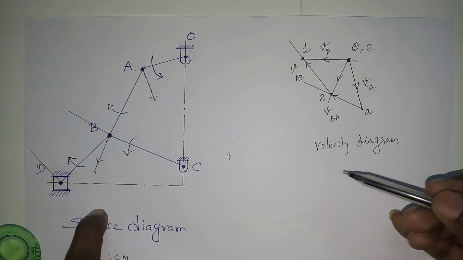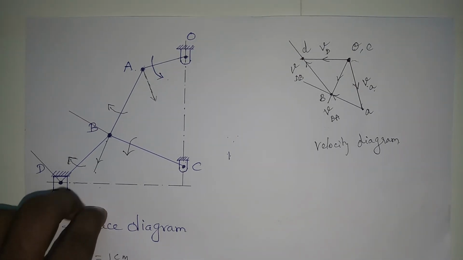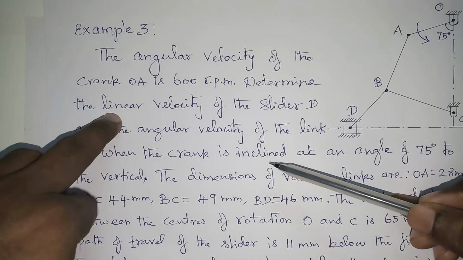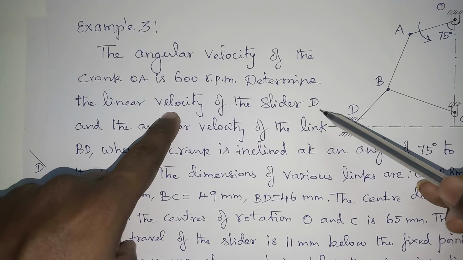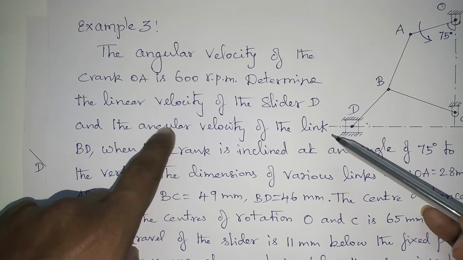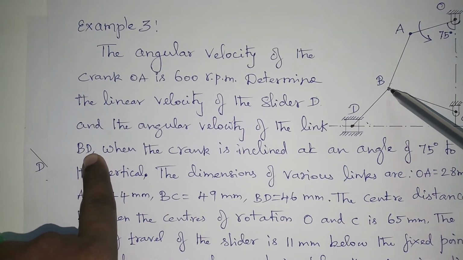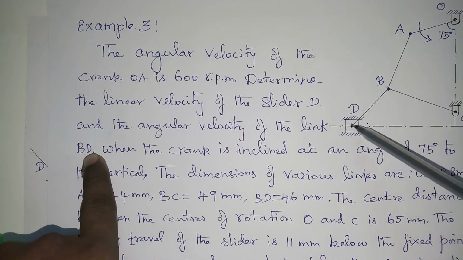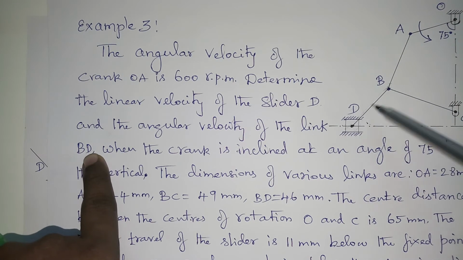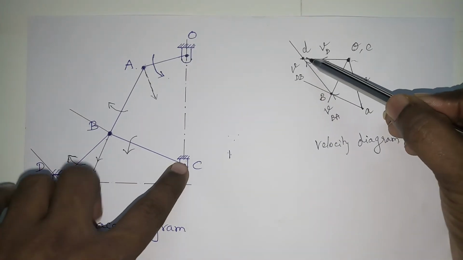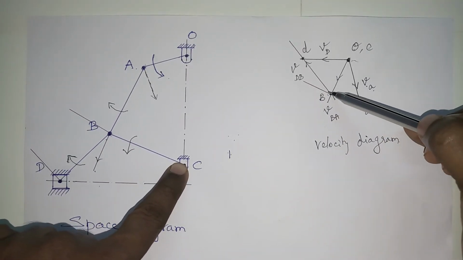Now, the question they are asking is, you are supposed to determine the linear velocity of slider D. They are asking the velocity of slider D and the angular velocity omega BD. This is B and this is D. They are asking velocity of slider D and angular velocity omega of this BD. What you have to do, just measure from this velocity diagram BD. This is B and this is D. Just by measurement you have to substitute.